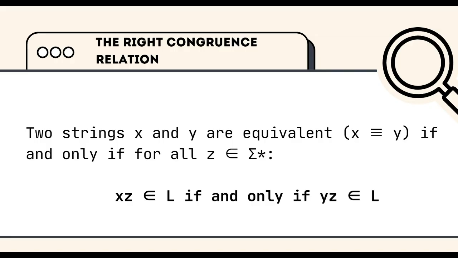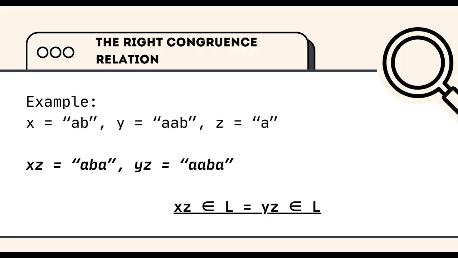The right congruence relation helps us group strings. Two strings are in the same group if, when we add the same ending to both, they either both stay in the language or both stay out. For example, if we take AB and AAB and add A to both, we get ABA and AABA, which are both in the language, suggesting they might belong to the same group.